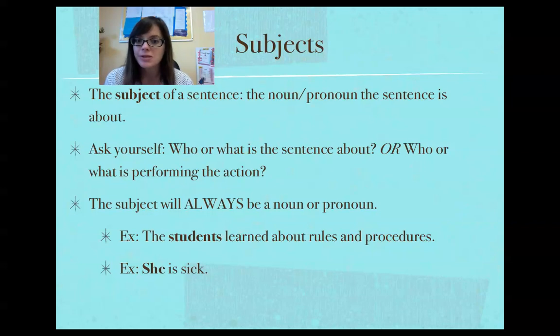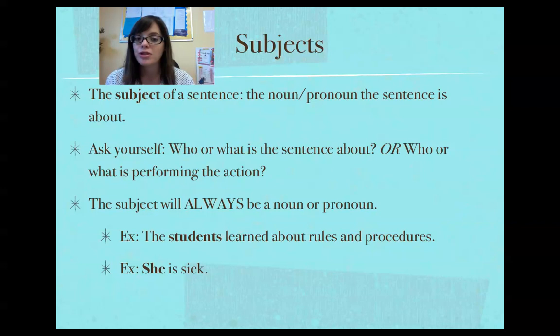So I have a couple examples. The students learned about rules and procedures. So our subject is students. You see it's in bold there. If I ask myself, who or what is the sentence about, you can see it's about the students, because they are the ones who are performing the action of learning. Okay, now my second example, she is sick. Here we have our subject, she, a pronoun, but this time she isn't performing any action. Okay, we have a linking verb is, but she is still who the sentence is about, so we can figure out that that is our subject.